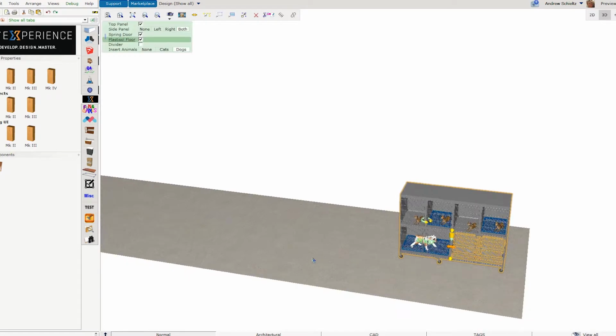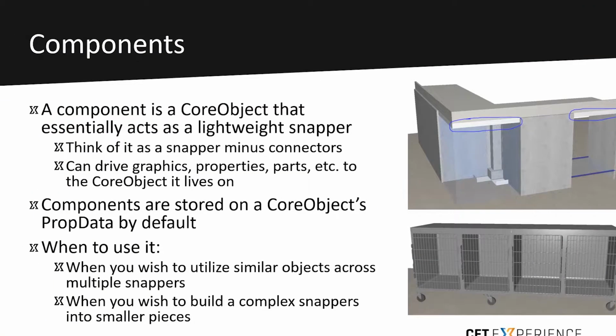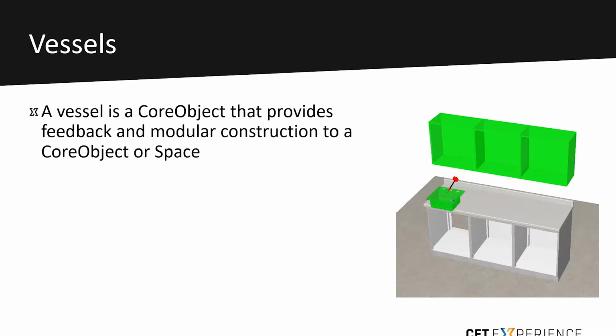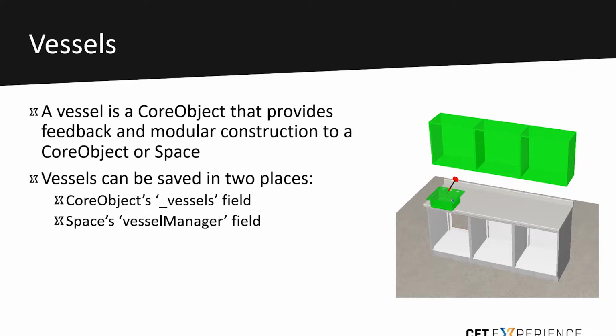Those are the 2 primary ones that we think about, at least whenever we're trying to debate whether or not to use a component or a vessel. So vessels, on the other hand, are a core object. It provides feedback and modular construction to a core object or to space, actually. Vessels can be saved in 2 places.